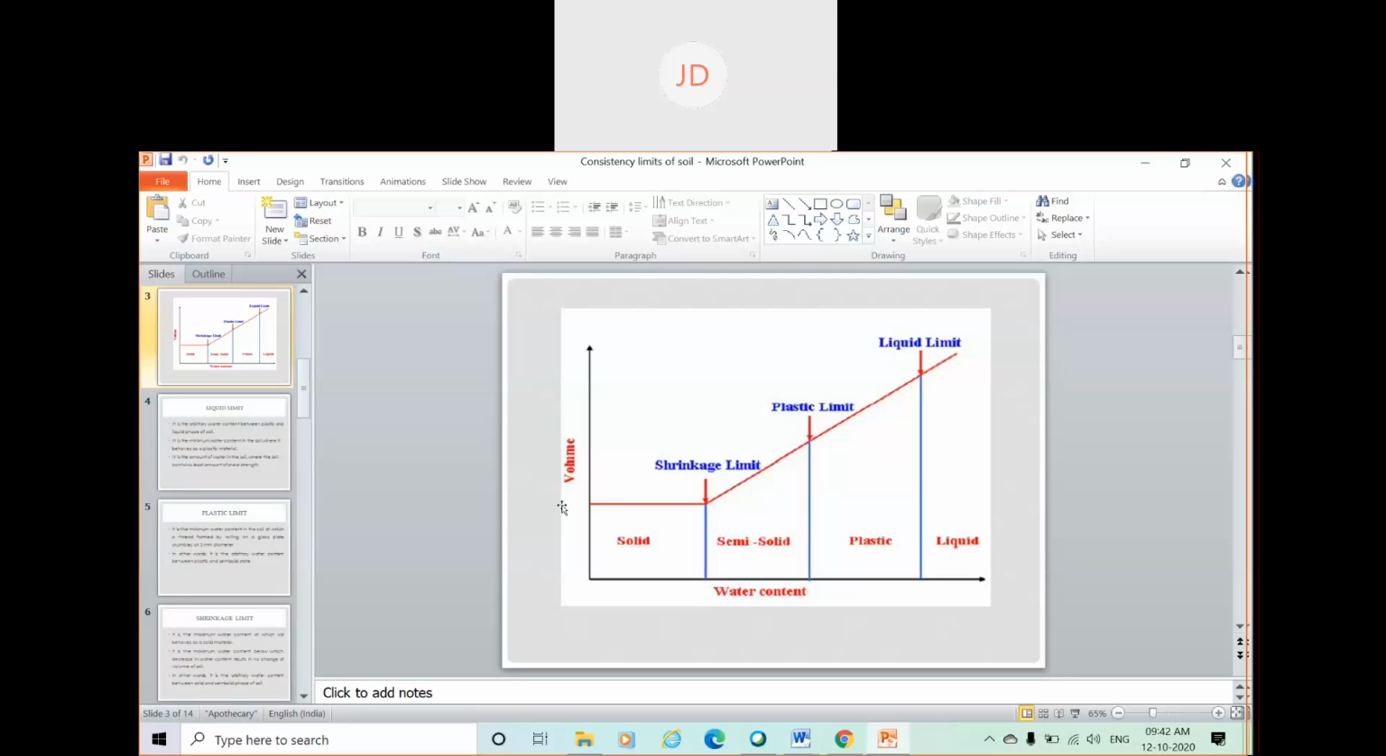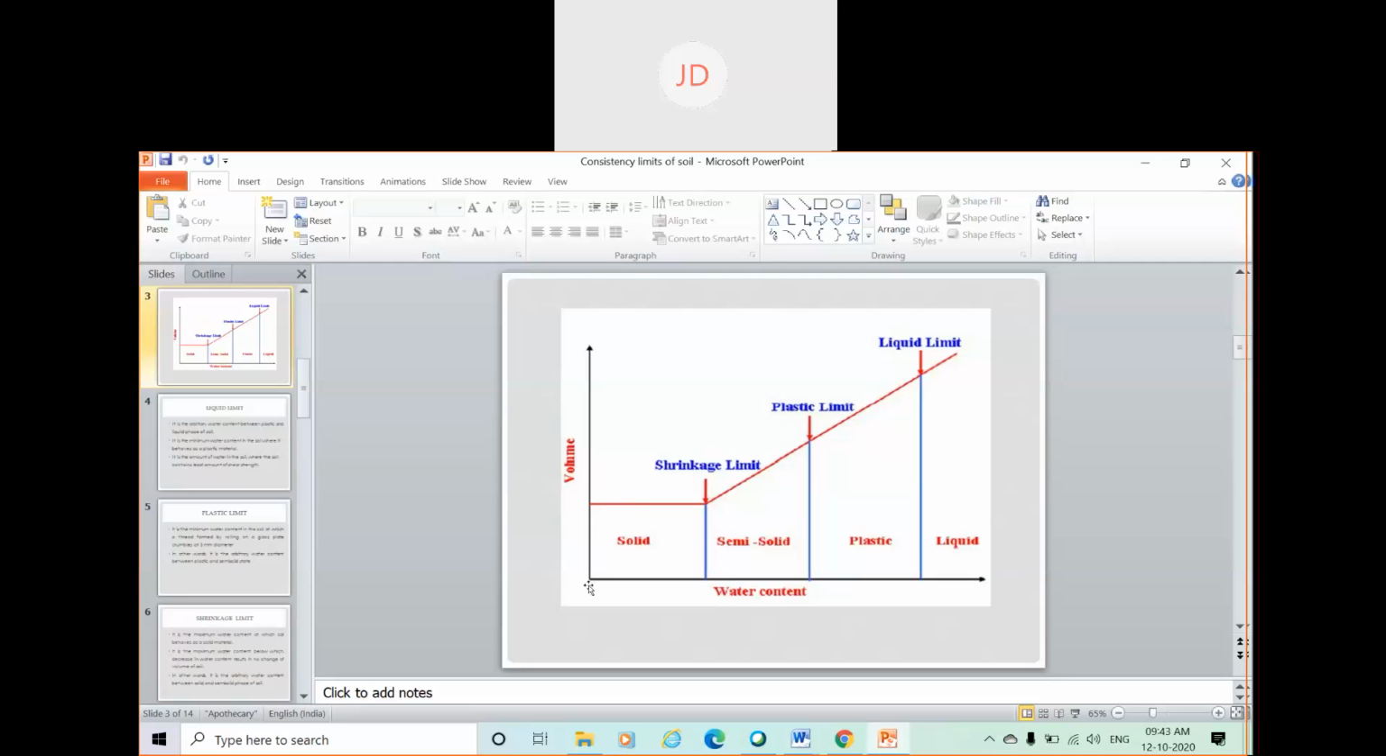But it doesn't mean the volume will change. Volume will remain the same. Volume of voids remains the same. Only the places in the voids that were taken by air previously are now taken by the water that I have added in the particular soil. Fine. So in that case, the soil becomes what? In a three-phase state. That means it may contain soil solid, water, and air.